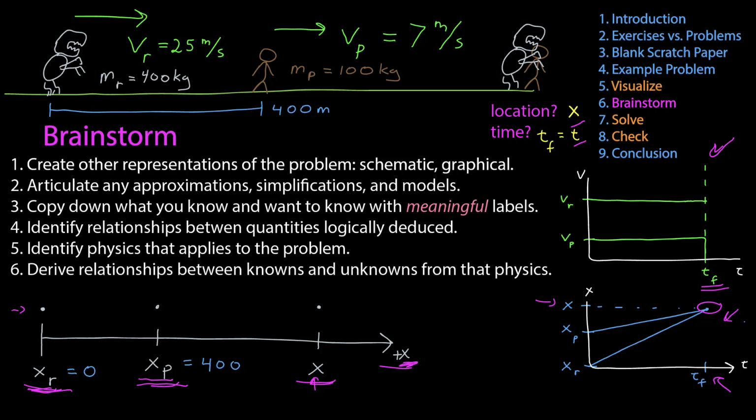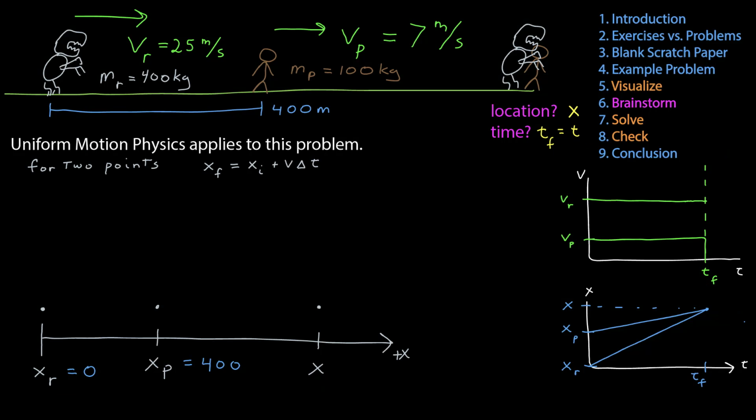In this problem, what sort of physics applies? Well, both objects are moving with constant velocity, so I'm going to apply the uniform motion physics to this problem. What uniform motion physics tells me is that for two points, x initial and x final, I can find a relationship between them given by this equation. Well, how does that help me? First of all, I have to identify my two points in time. And that's pretty easy. If time is equal to 0, I'm going to say the initial time is when the two objects started their run, and then the final time is when they connect.